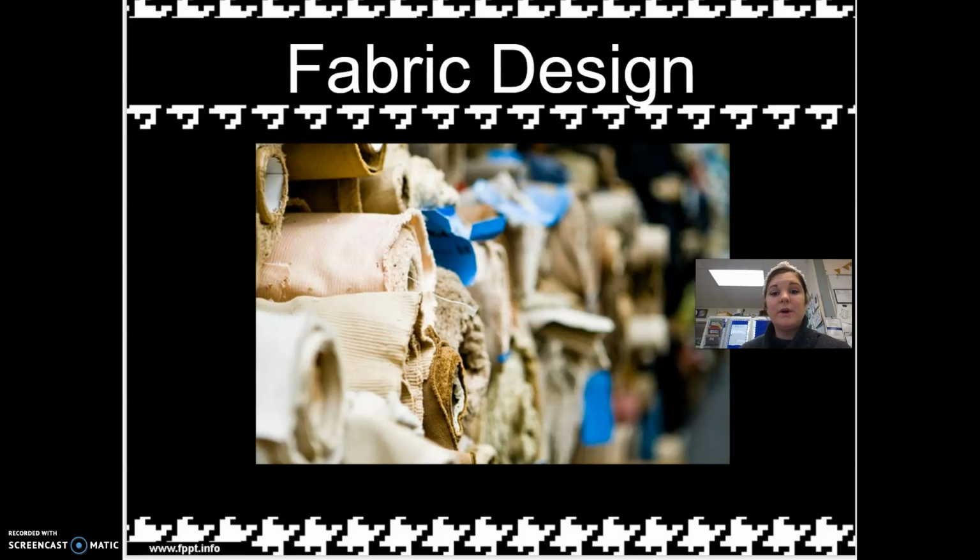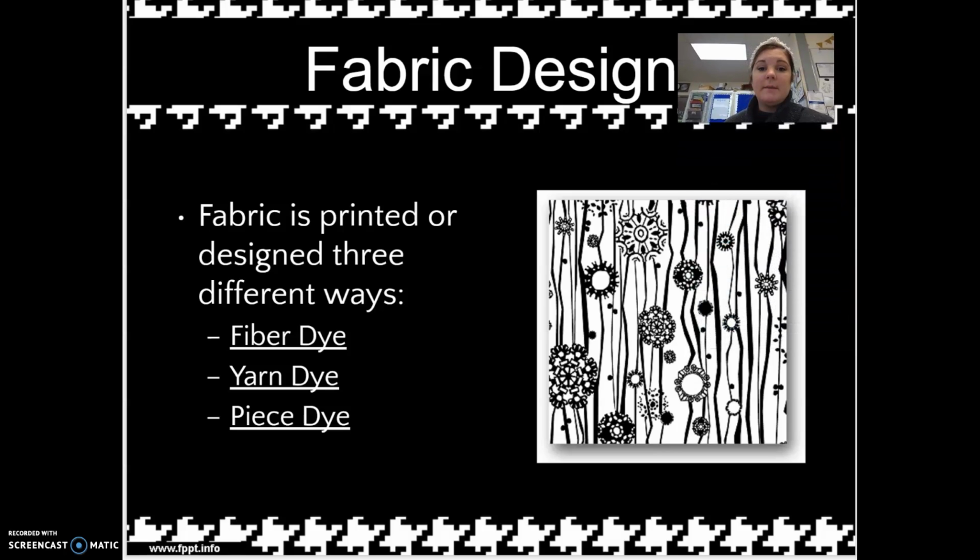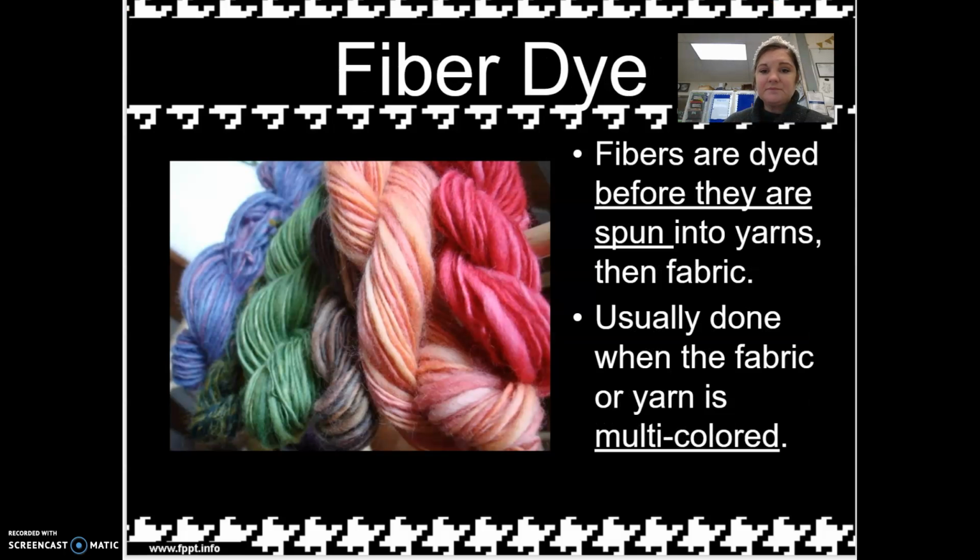All right, so we're going to talk a little bit first about fabric design, and we'll dig deeper into this once we go further into our textiles unit and start talking about fibers and weaves. Fabrics are printed or designed three different ways. We have fiber dye, yarn dye, and piece dye. A fiber dye is where fibers are dyed before they are spun into yarns and then fabric, usually done when the fabric is made out of yarn or multicolored.